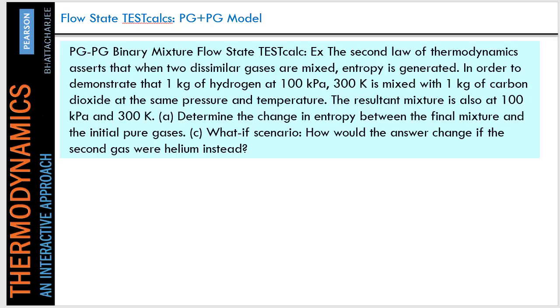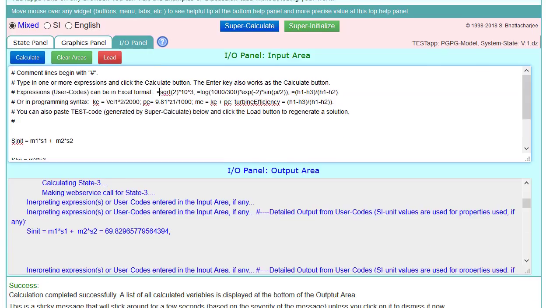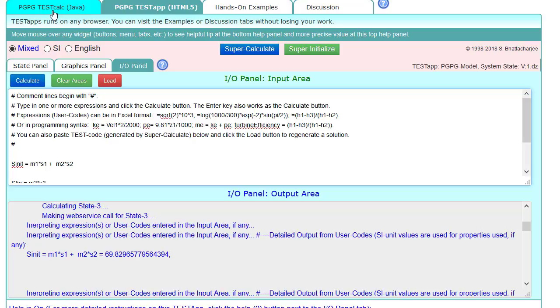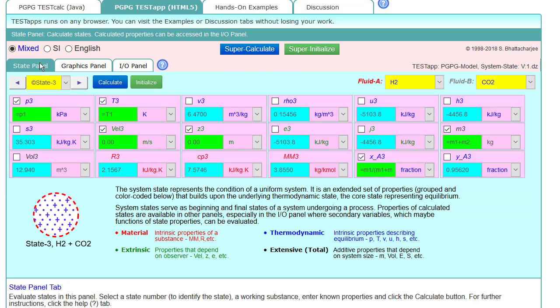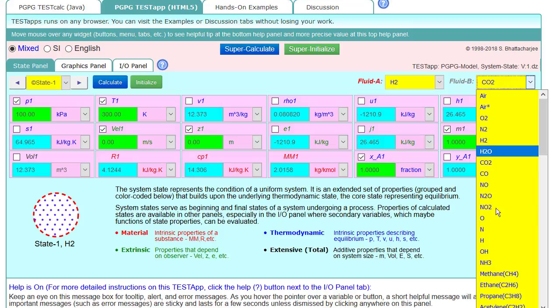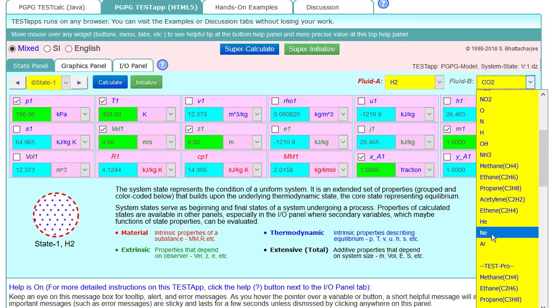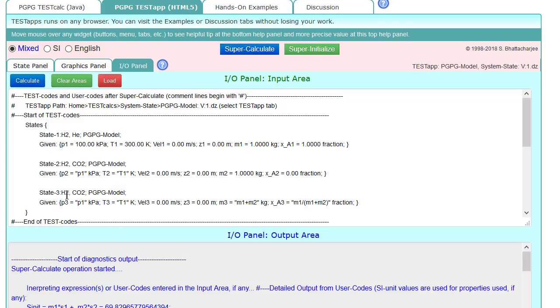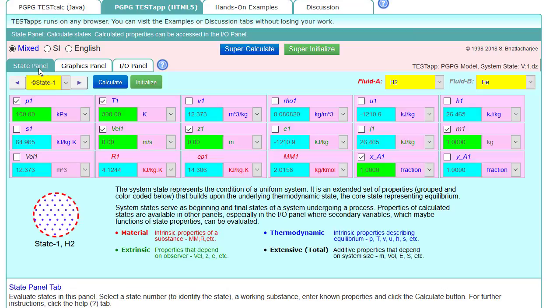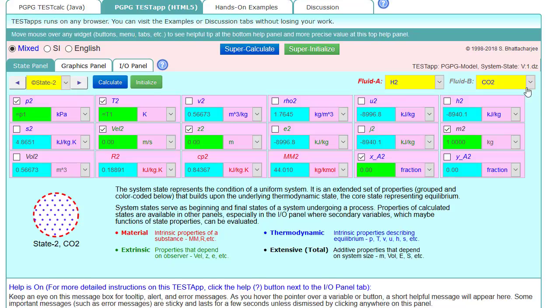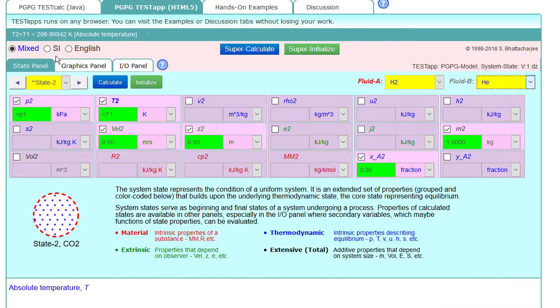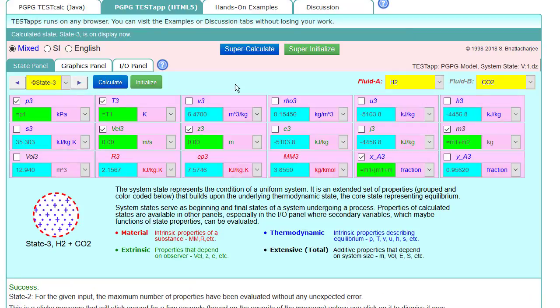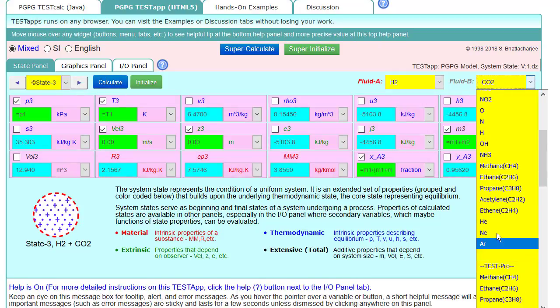Right, and then the next part of the question says, what if the second gas were helium instead? So that's an easy change. Just go back to the state panels, go back to state 1, and change fluid B to helium. Calculate, super calculate, and it's not working yet, but it should be in future versions of TEST, but you're going to have to manually enter helium for each state and re-hit calculate. In the future, you'll be able to just hit super calculate, and they should all work automatically.